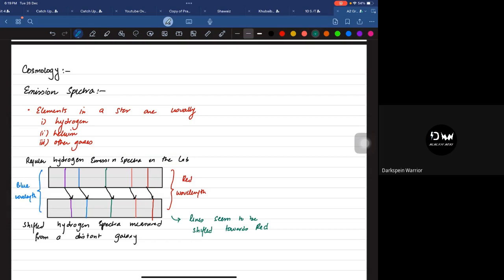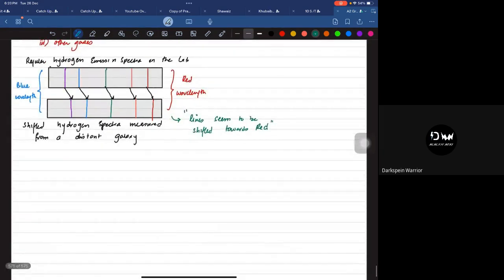A lot of people write that they become red, which is the wrong way to say it. They are just shifted towards red. All of them do not become red. So remember that. Now, this thing that you witness is because when astronomers observe light from distant galaxies, they observe differences in the spectral lines compared to the light from the sun.